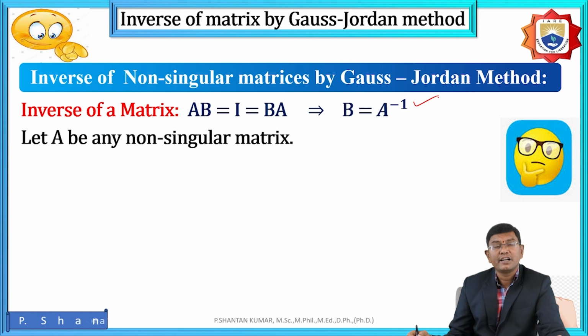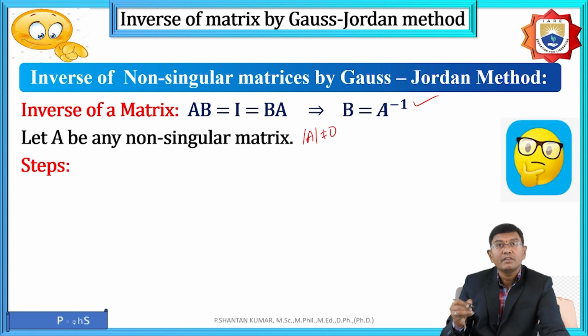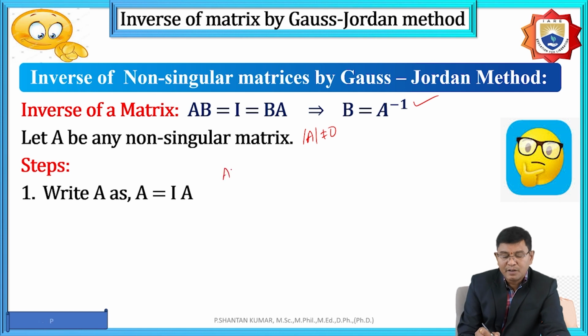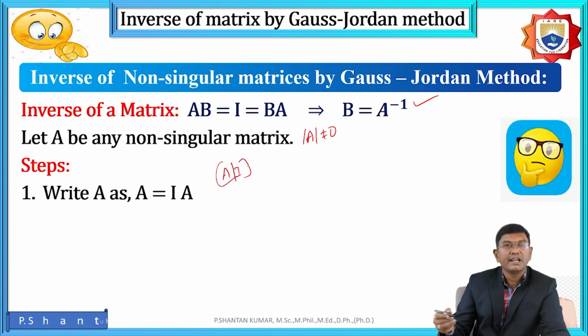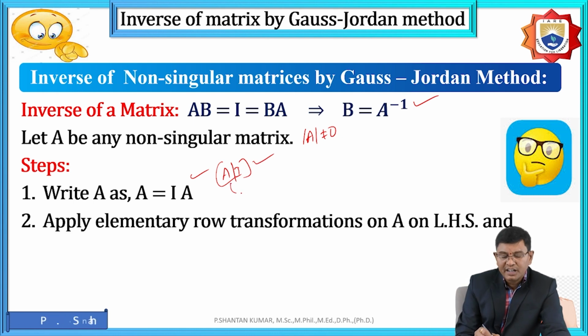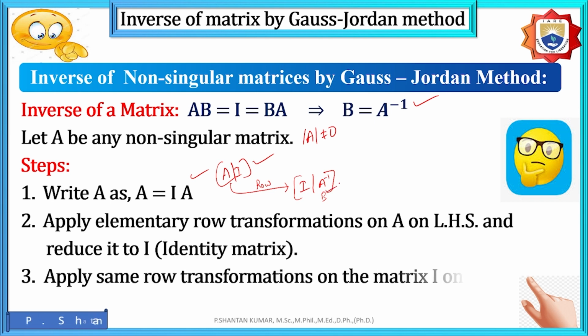And consider A as a non-singular matrix, because that means the determinant of A is not equal to 0. That should be satisfied. Step 1: write A equal to A, otherwise A equal to IA, both are considered the same. And again applying the elementary row operations, the matrix A is reduced to I and again I is reduced to B, whatever it may be, that is a matrix. When A is reduced to I and I is reduced to B, then B is the inverse of the matrix.